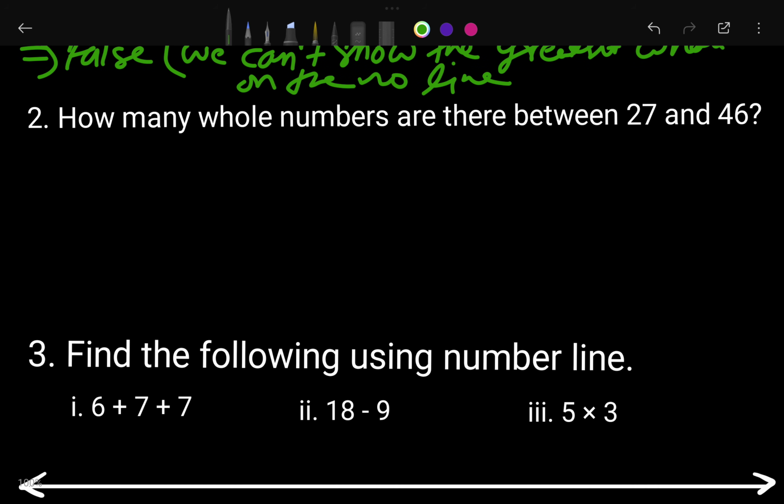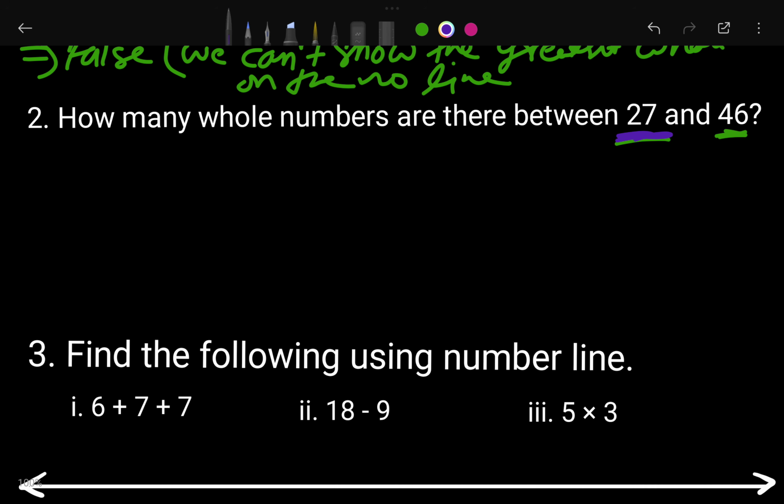Now let's come to the second question. The second question is: how many whole numbers are there between 27 and 46? Between 27 and 46, how many whole numbers are there? Let's write it. So if you compare, it is 27. We will count from 28.